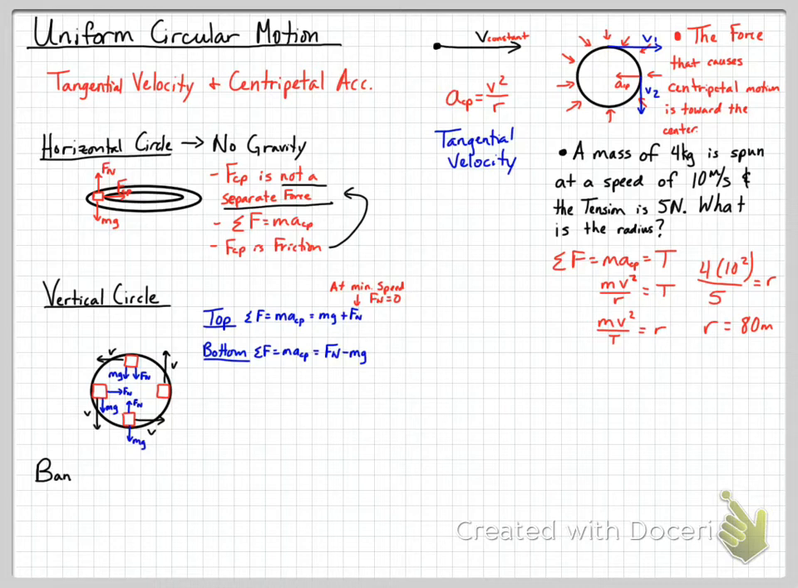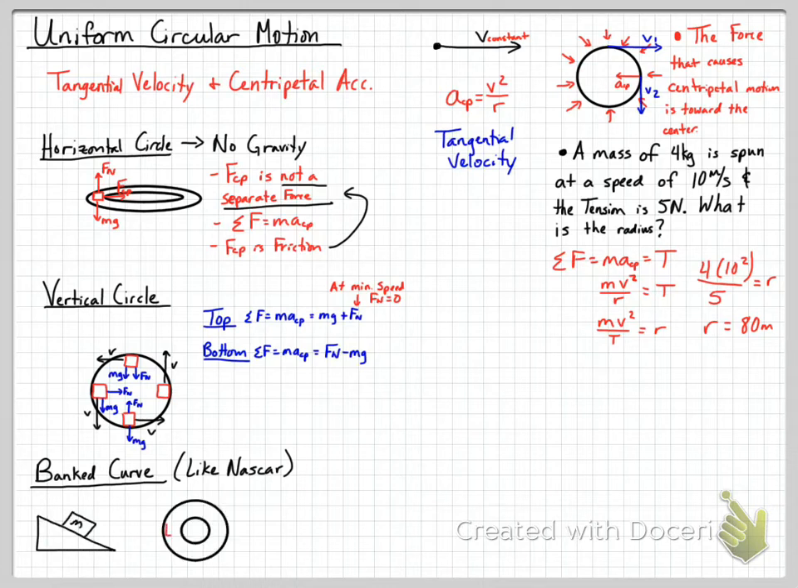The next thing we're going to talk about are banked curves. And a banked curve is a lot like NASCAR, where you're going fast and you're not on a perfectly horizontal track, and so the track is actually at an angle. It's like an inclined plane. So we're going to have a mass on an inclined plane, and then we're going to represent the velocity so we can see it in 2 different directions.